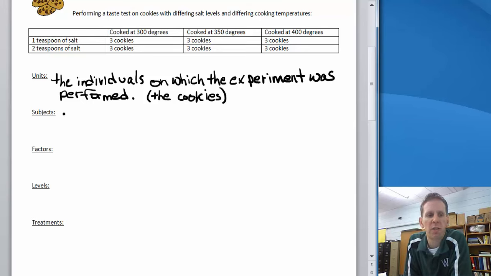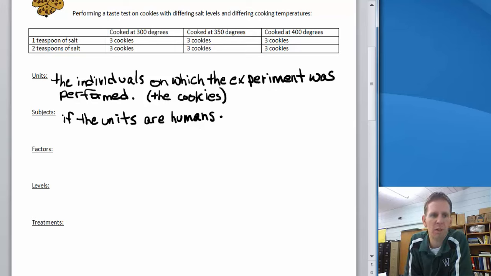Now, we call the units subjects if the units are humans. So subjects are human units. Obviously, in this case, the cookies are not subjects because they're not humans, even if we give them arms and legs.